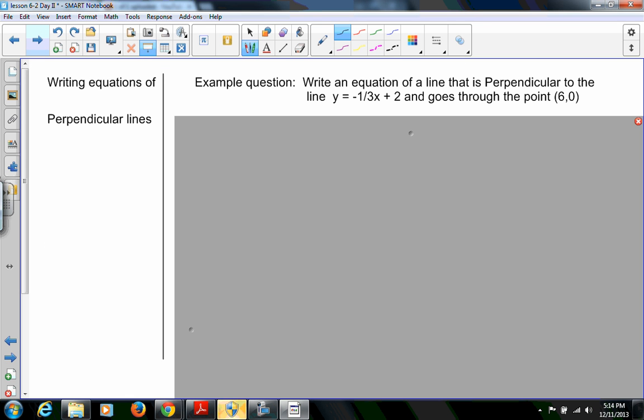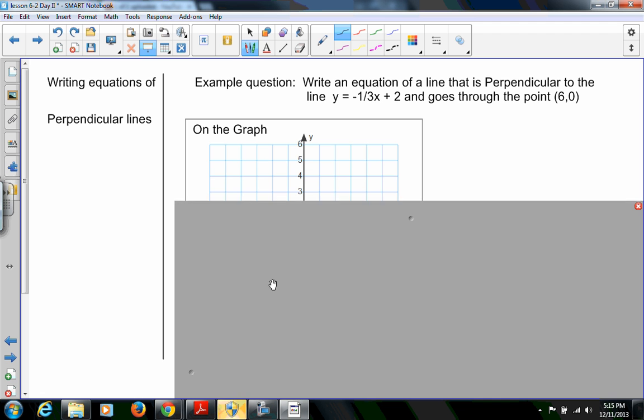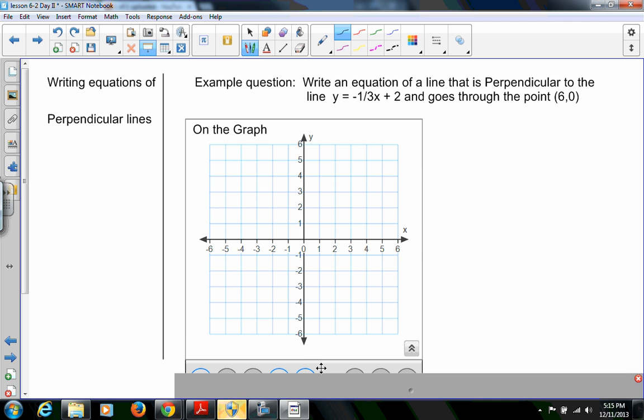All right, so questions that are going to involve this type of thing. Questions that you'll see is write an equation of a line that's perpendicular to the line y is equal to negative 1/3 x plus 2 and goes through the point (6, 0). Well, if I give you a graph, that makes this a lot easier. So the first thing that I would do is graph this line. So I go up to 2, and I go down 1, right 3, down 1, right 3 to graph it, and there is my line. Now I need a line that is perpendicular to this one and goes to the point (6, 0). Well, (6, 0) is here.